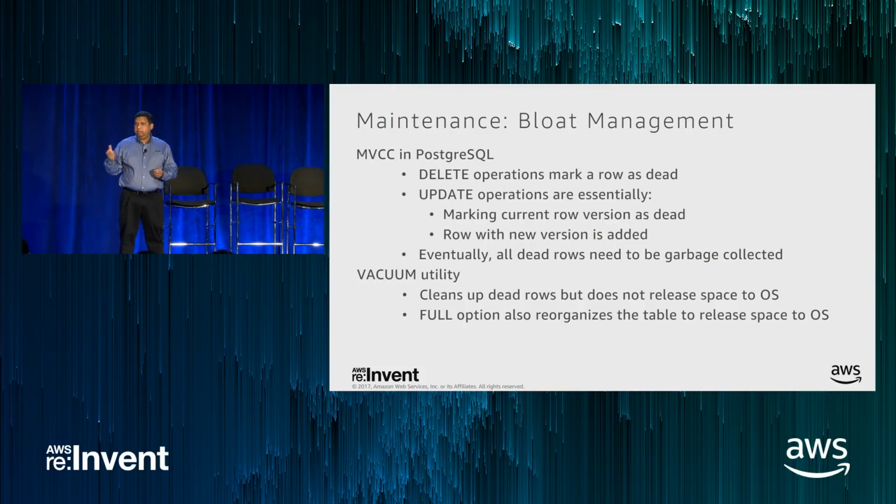The utility to clean up your dead rows is called vacuum. There are two ways you can use vacuum. The standard vacuum cleans up your dead rows, but keeps the space as it is, so the next row inserts will actually utilize them. If you want to release the space, you would use the FULL option, which would release the space back to the operating system.